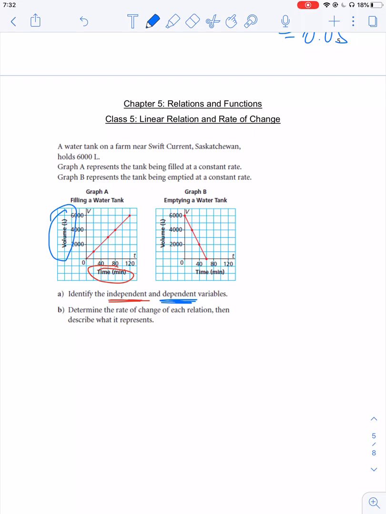Now determine the rate of change of each relation, okay? Then describe what it represents, okay? So when you're finding the rate of change, you have to pick 2 points in your graph. Doesn't matter which ones, just 2 points that are really well defined, okay, that have nice coordinates.